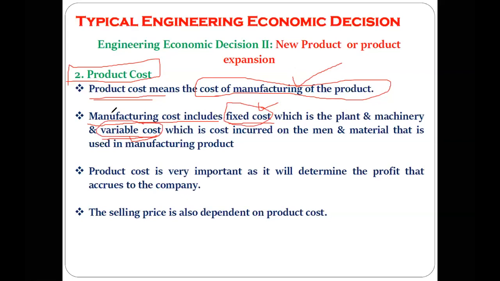Now, what do you mean by the fixed cost and what do you mean by the variable cost? Here I have mentioned fixed cost is the cost of the plant and machinery, and variable cost is the cost of the men and material utilized to generate that product. Now, what do you mean by the cost related with the plant and machinery, and what do you mean by the cost related with the men and material? Yes.